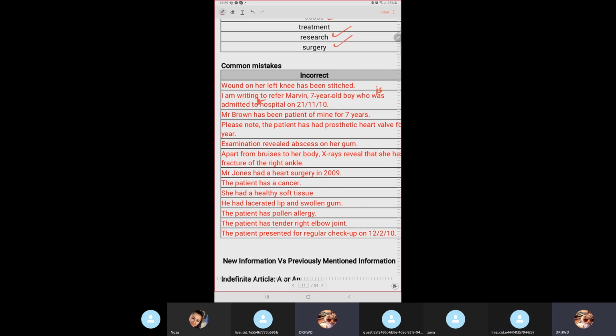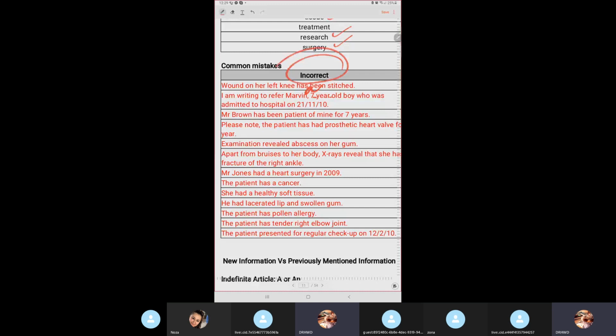I'm writing to refer Marvin, 7-year-old boy who is or was admitted to the hospital. Yes, Dr. Pavi. I'm writing to refer Marvin, a 7-year-old boy who. Right, a 7-year-old boy. Right, Dr. Noza, Dr. Narjinder, Dr. Zona, all of you guys, a 7-year-old boy. Yes, you have to write dashes in between, right? But a 7-year-old boy. This is an incorrect sentence, even though these are minor mistakes, but they have put this as incorrect. This is a file from OET official, right?